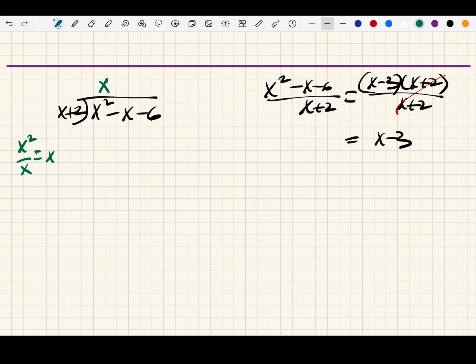Well, you take that thing and you multiply it by x plus 2. That's what you do if it was numbers. So we'd have x squared plus 2x. But now here's where we have to be really careful, because let's think about what we're doing. The next thing we would do is subtract. But if I'm going to subtract x squared plus 2x from x squared minus x.